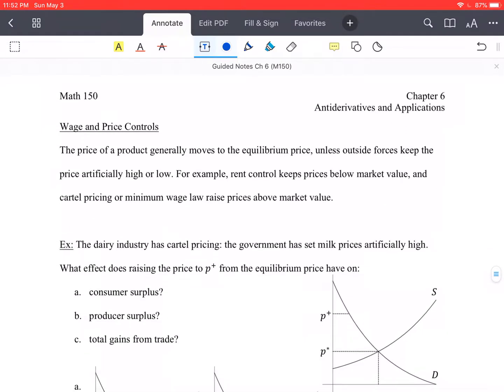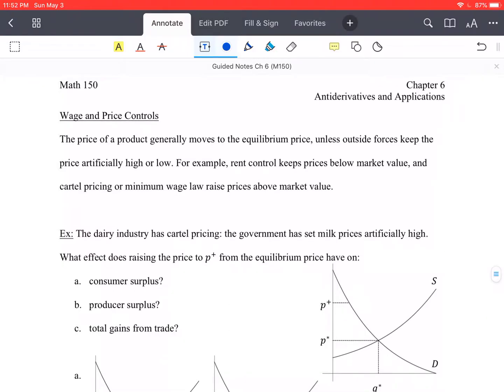So like I mentioned, the market tends towards equilibrium, and that's just the natural state of that. But there are outside factors that can also play a role in this. Oftentimes, that would be governmental factors. So the price of a product generally moves to equilibrium price unless outside forces keep the price artificially high or low. Some examples of this would be rent control, so artificially keeping the price of rent below market value, and cartel pricing or minimum wage law, which raise prices above the market value.